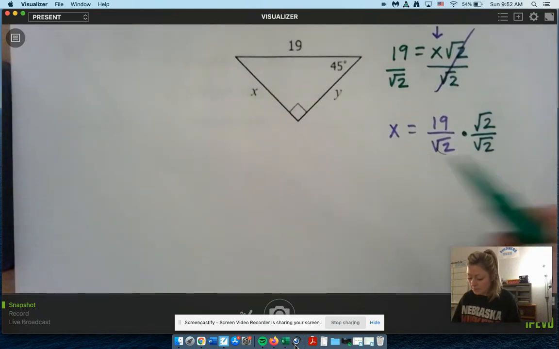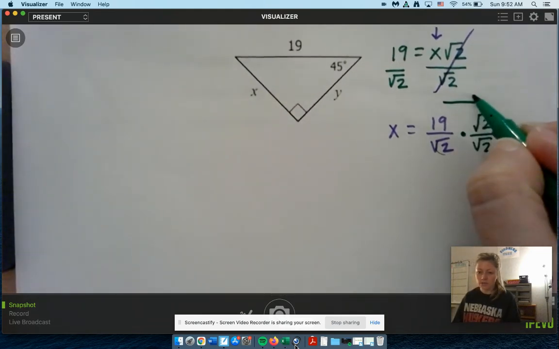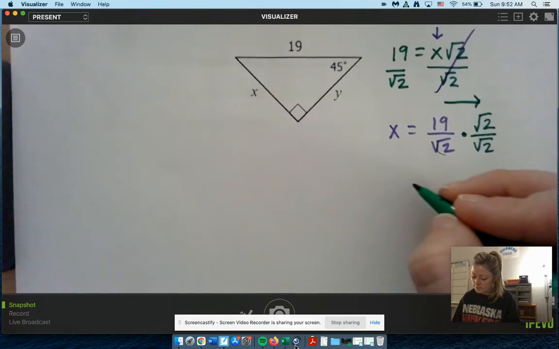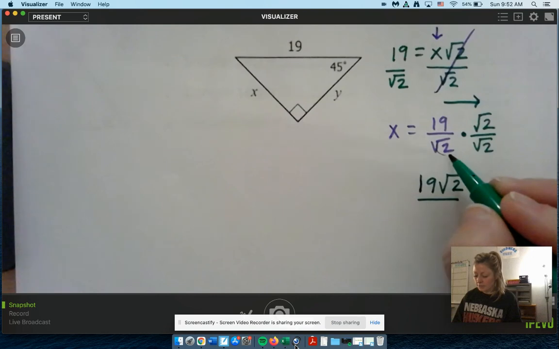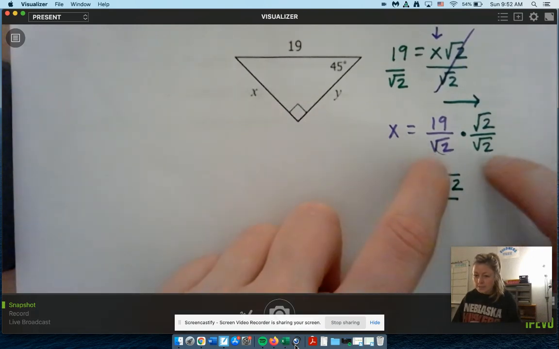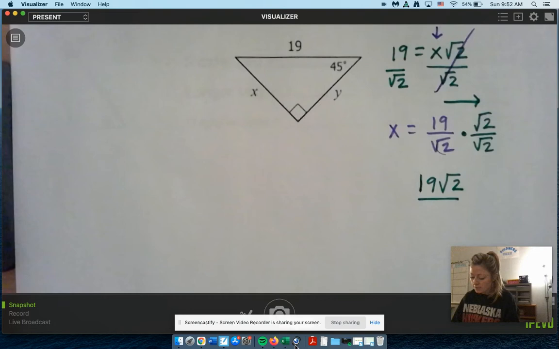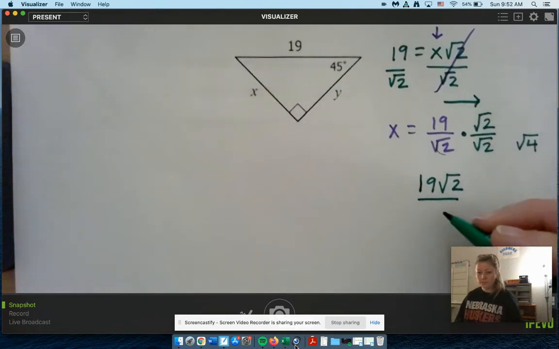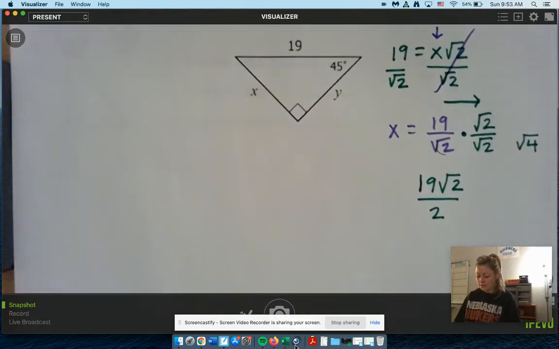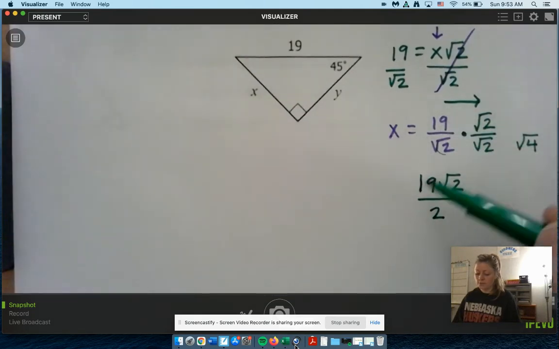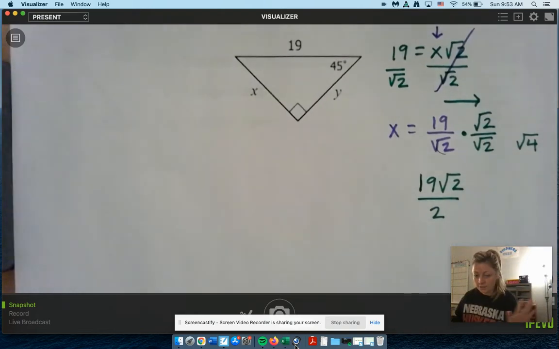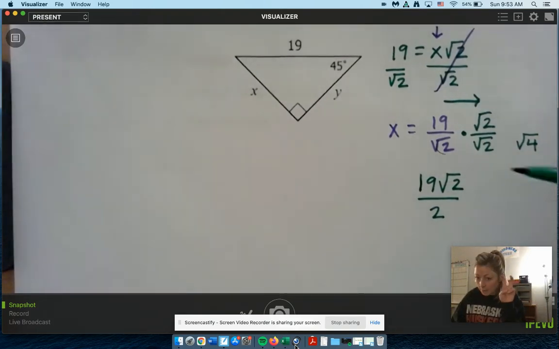So now when I do this, remember you multiply across with fractions. I'm going to have 19 root 2 over, now when you have a radical times a radical, you multiply the numbers on the inside together. So 2 times 2 is square root of 4. But what is the square root of 4? 2. It's 2. See what happened there? So really, if you were to type in 19 divided by square root of 2 and this 19 root 2 over 2 in your calculator, you would get the exact same answer. We just changed it so it was proper, okay?